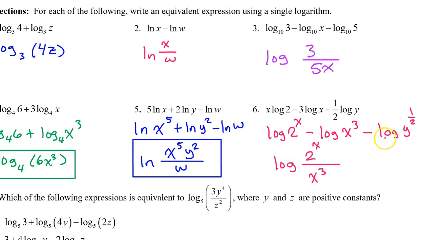The third term is negative, so y to the 1/2 power will also end up in the denominator, but because y to the 1/2 power is the same thing as square root, I'm going to write it that way.